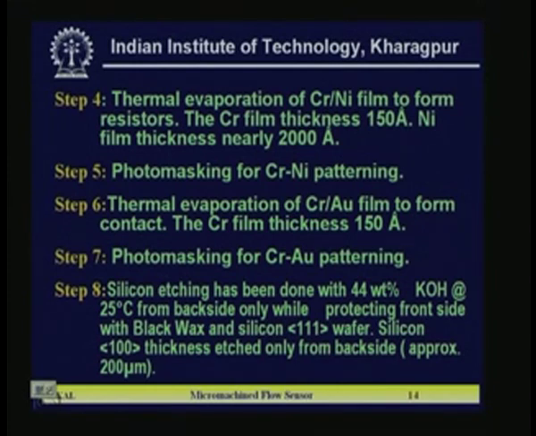Next is thermal evaporation of chromium nickel film to form resistors. The chromium film thickness is 150 angstrom, and the nickel film thickness is nearly 2000 angstrom. Now, in this chromium nickel, chromium is required for adhesion and nickel is basically your thin film metallic anemometer, which is basically the sensing element. So, this kind of structure, if you want to pattern, you can face a little bit of problem.